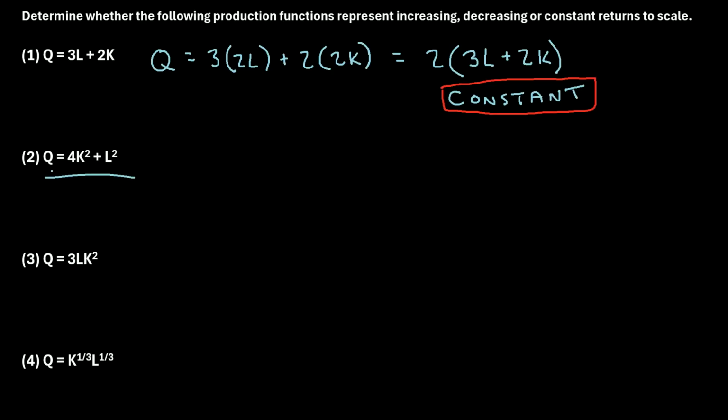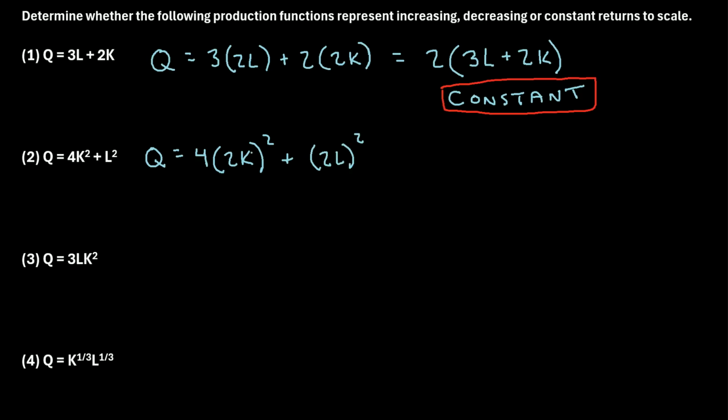Okay, now let's check out our second example here. We have the production function Q equals 4K squared plus L squared. So again, let's imagine that we double the inputs. So let's double the capital and double the labor. So here's what that would look like. Q is equal to 4 times, instead of K squared, we're going to say (2K) squared. So we're taking double the amount of capital. Plus, instead of L squared, we'll do (2L) squared.